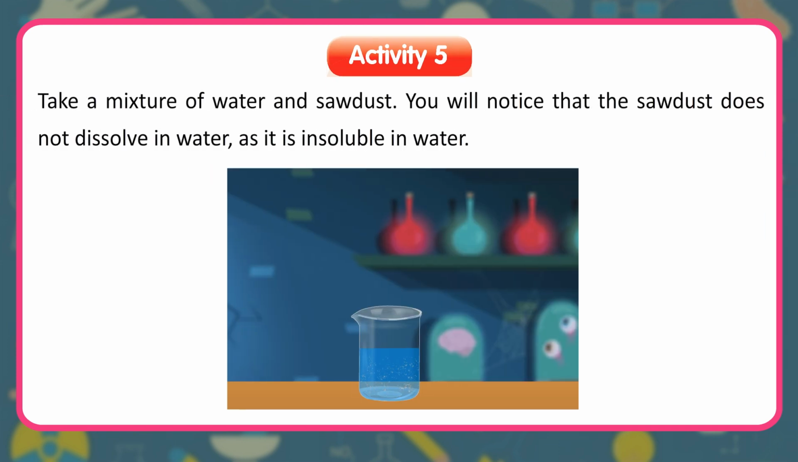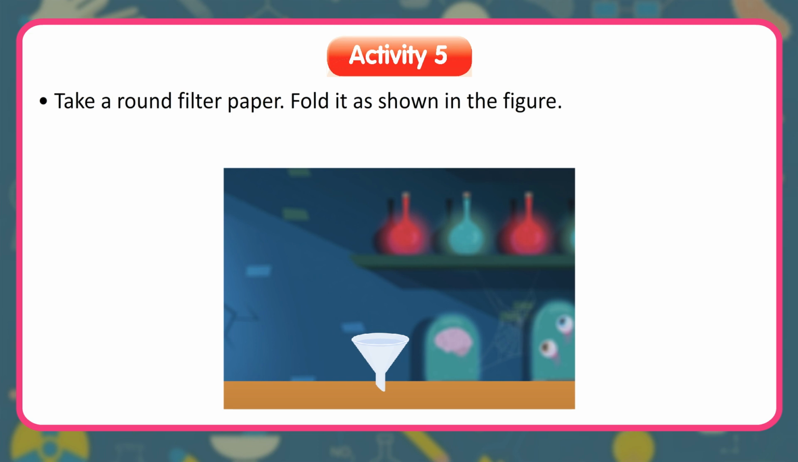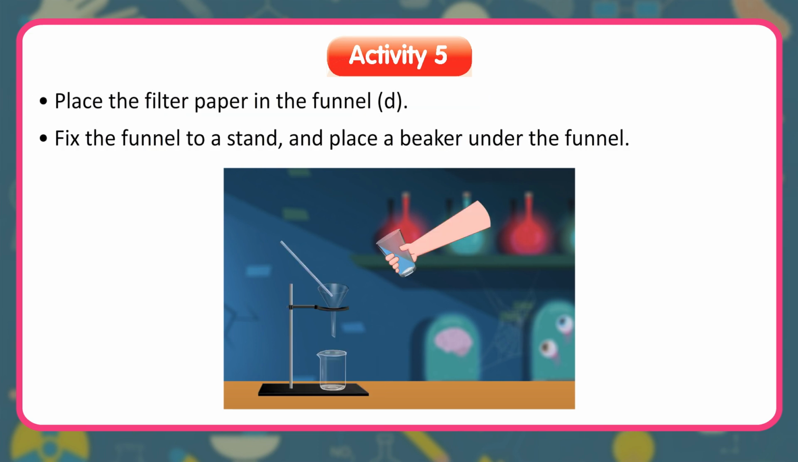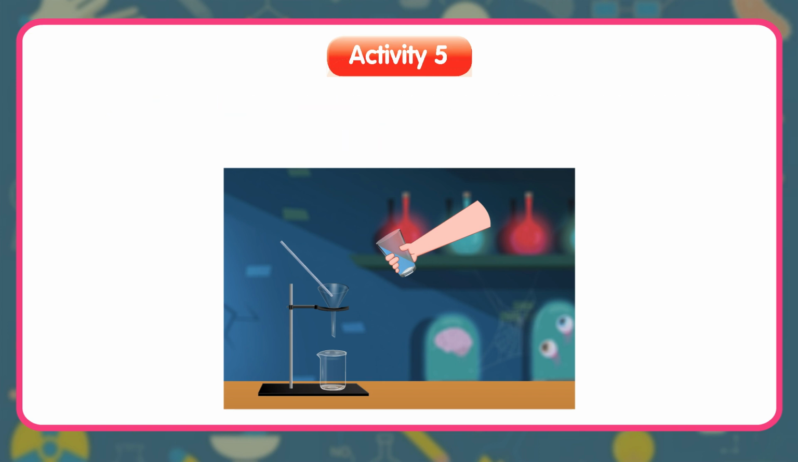Activity. Take a mixture of water and sawdust. You will notice that the sawdust does not dissolve in water, as it is insoluble in water. Take a round filter paper. Fold it as shown in the figure. Place the filter paper in the funnel, D. Fix the funnel to a stand, and place a beaker under the funnel.